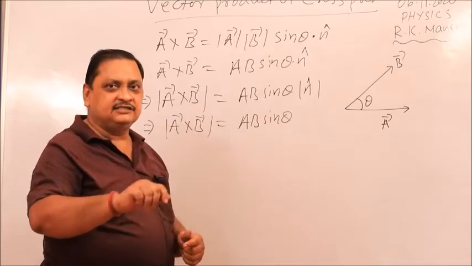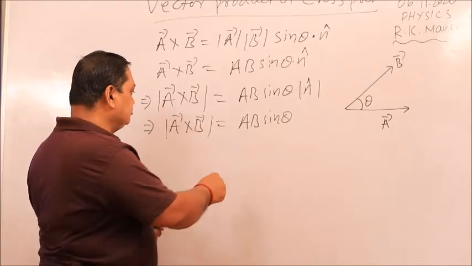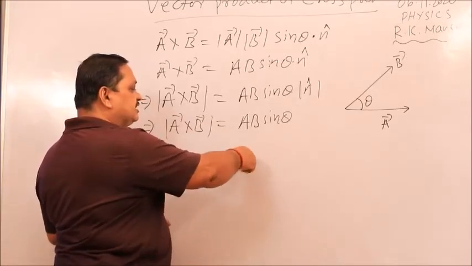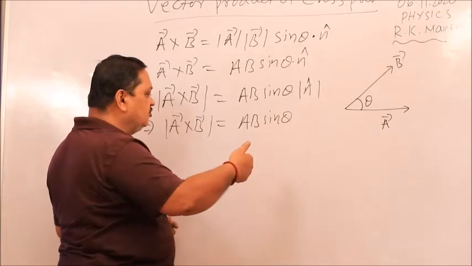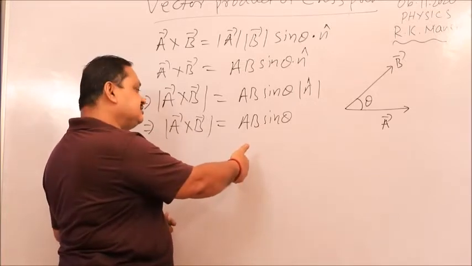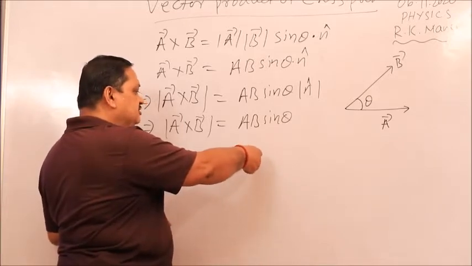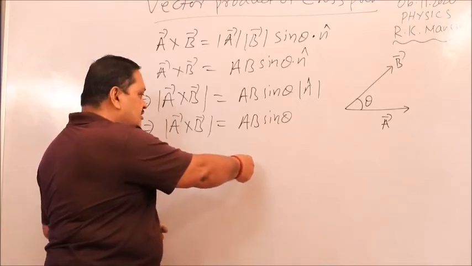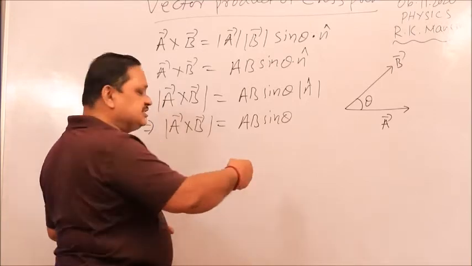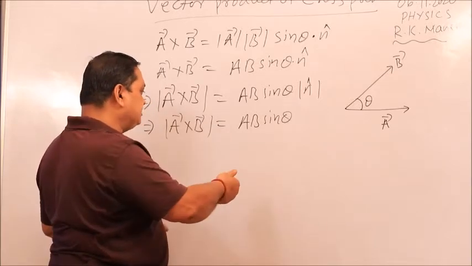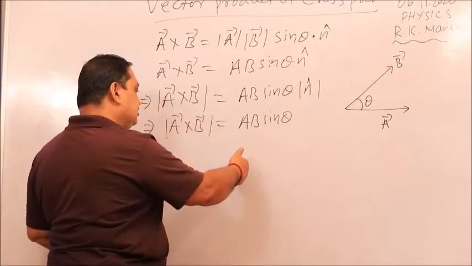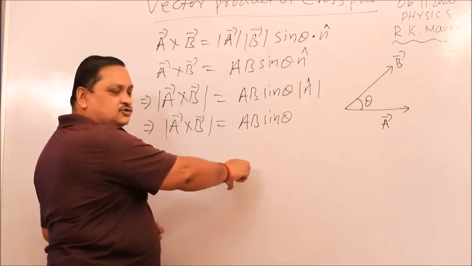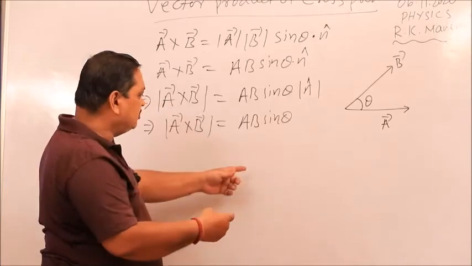Then another is the right hand screw rule. You just place a screw at this point and rotate it in clockwise direction. The screw will move into the blackboard. So that is the direction of the new vector. If you rotate the screw in anti-clockwise direction, then the screw will come out of the blackboard. So in clockwise direction, the new vector is into the blackboard, and if you rotate the screw anti-clockwise, then it will come out from the blackboard.